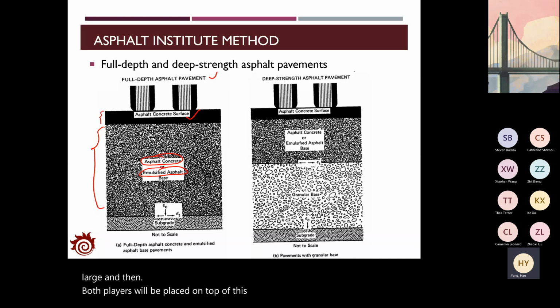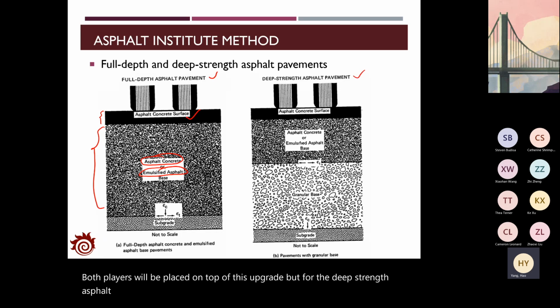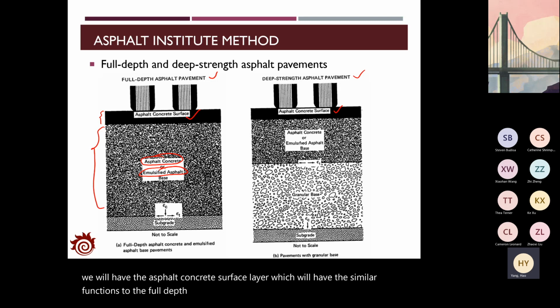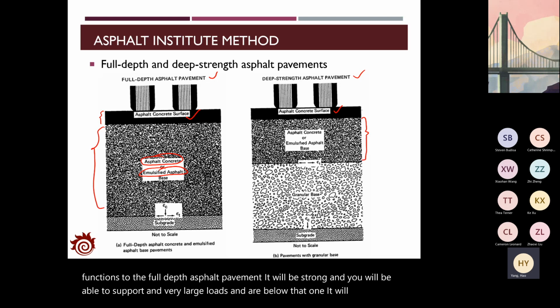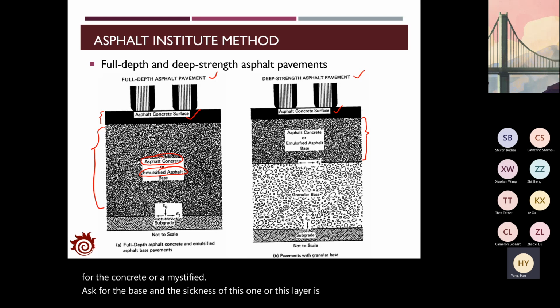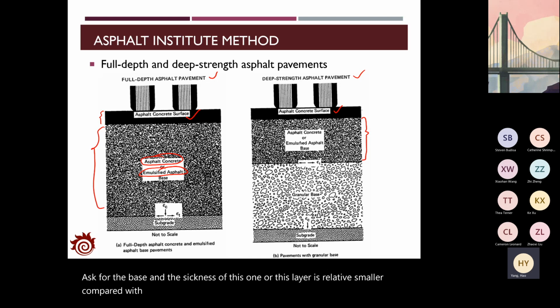But for the deep strength asphalt pavement, the structure is different. For the deep strength design, we will have the asphalt concrete surface layer, which will have similar functions to the full depth asphalt pavement. It will be strong and it will be able to support a very large load. And below that one, it will have the asphalt concrete or emulsified asphalt base. And the thickness of this layer is relatively smaller compared with the full depth asphalt pavement.